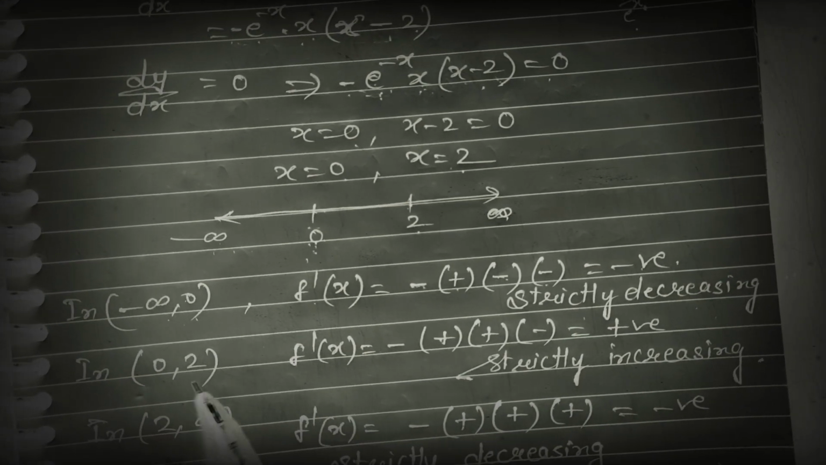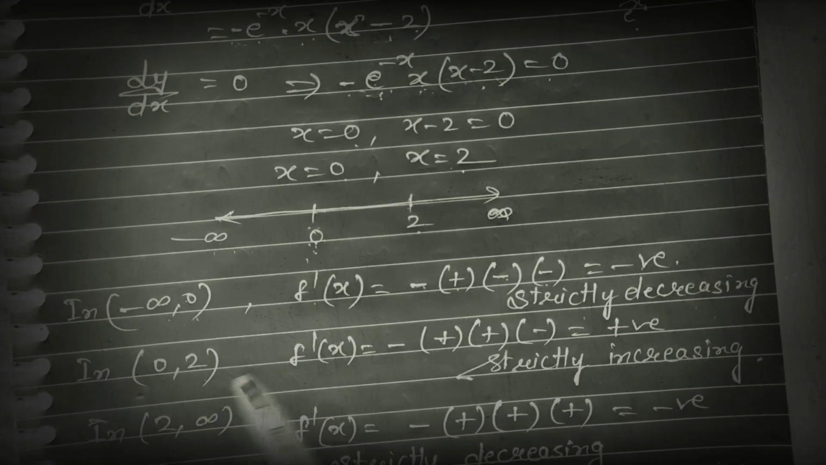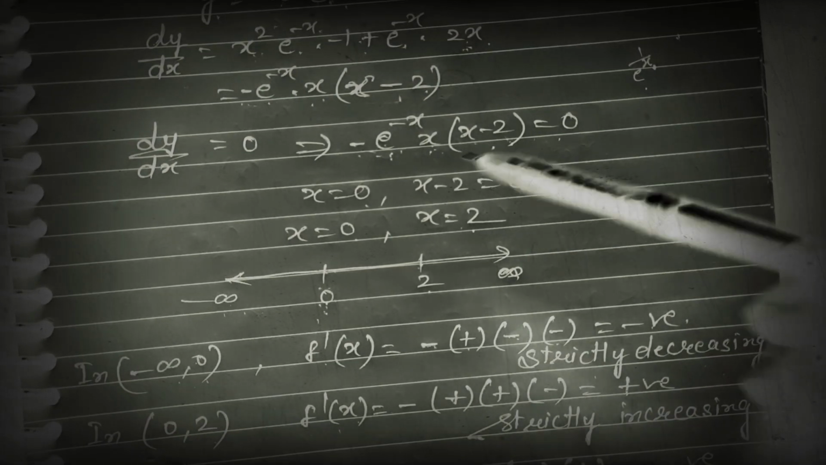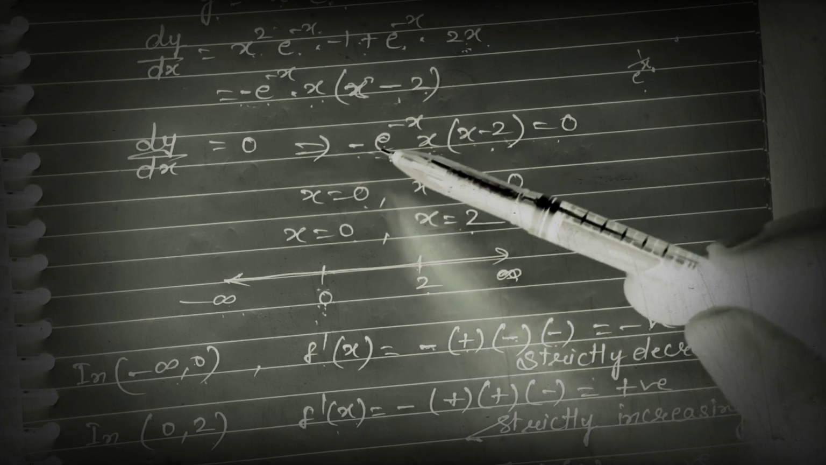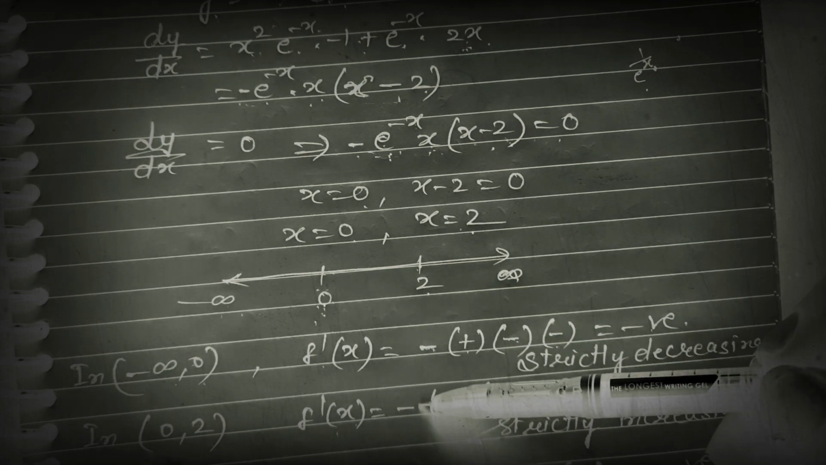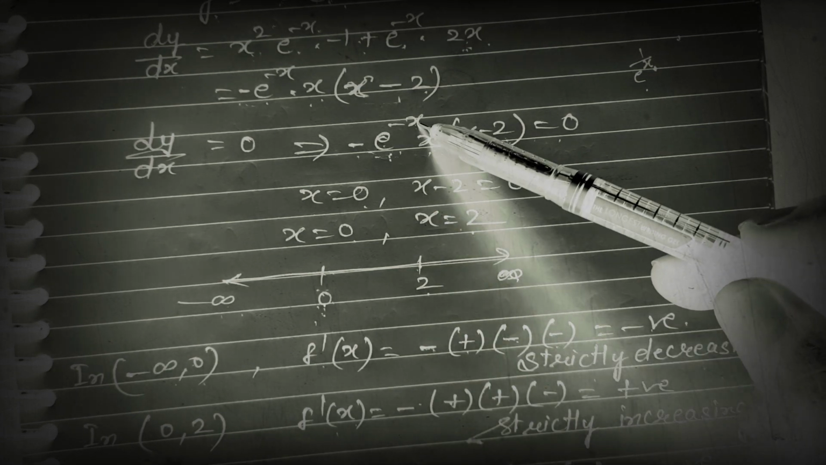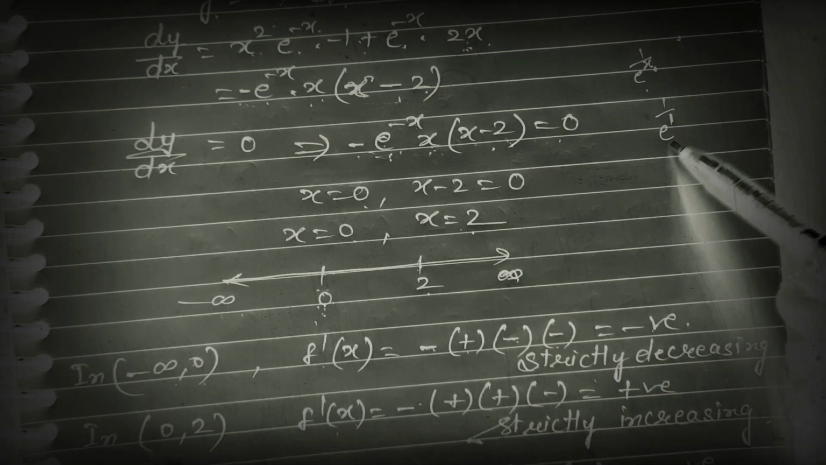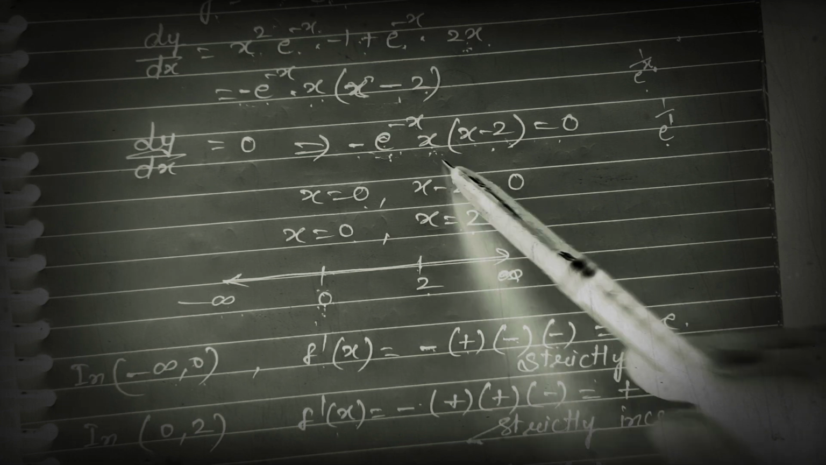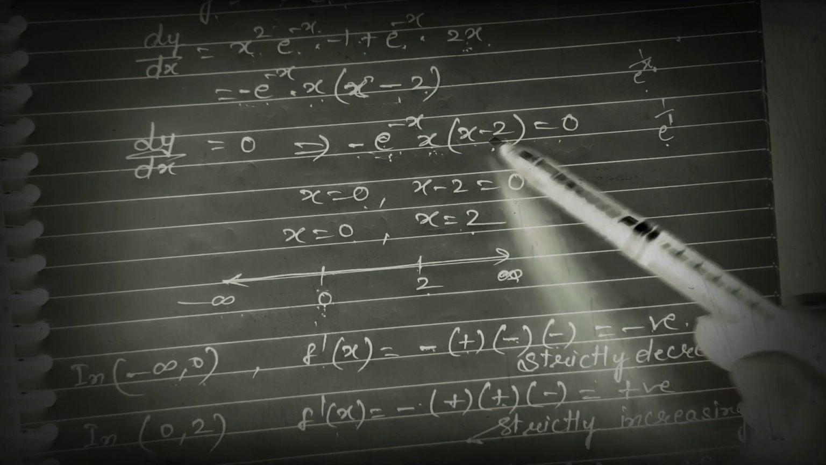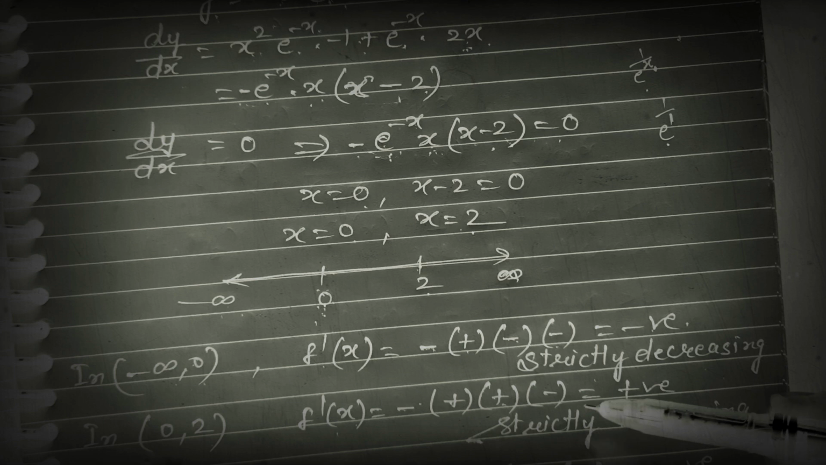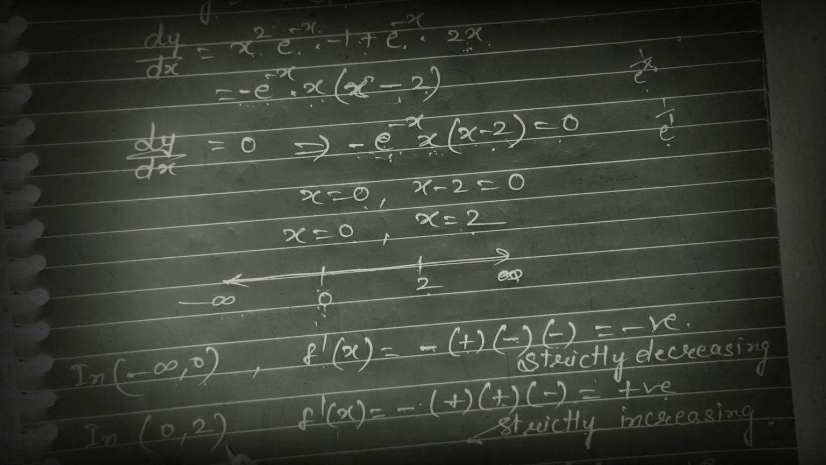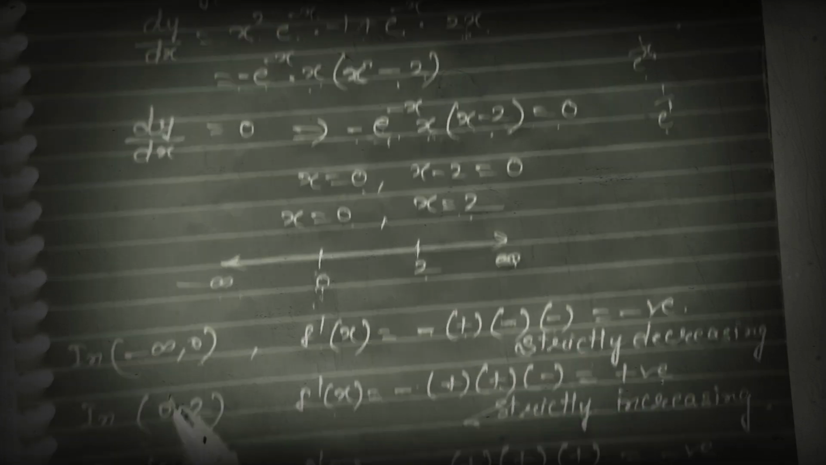Now for 0 to 2, we will put a value between 0 and 2 in f dash x. Suppose I am putting 1. There is a minus outside, and e raised to power minus 1 comes down as e raised to power 1, so it is positive. Here 1 is positive, and 1 minus 2 is negative, so minus into minus is plus. So it is strictly increasing in 0 to 2.